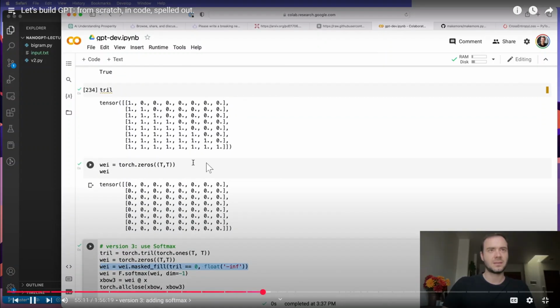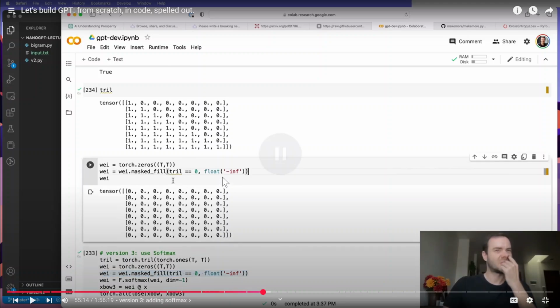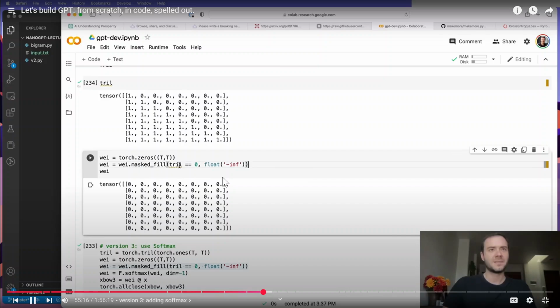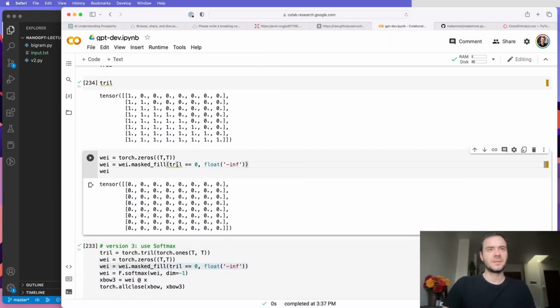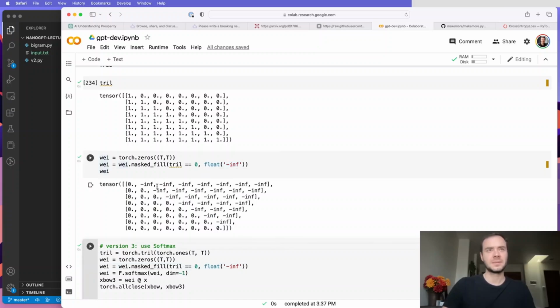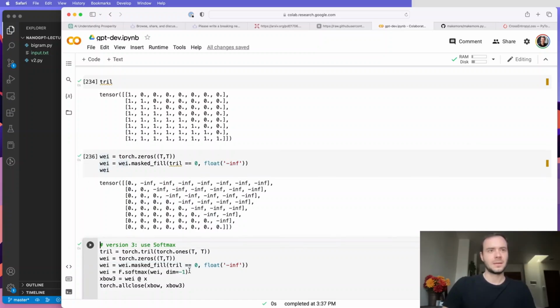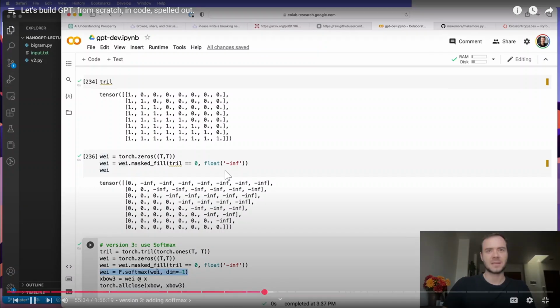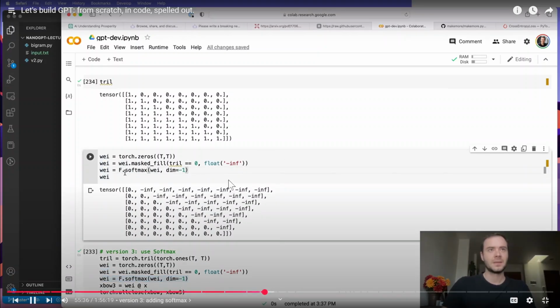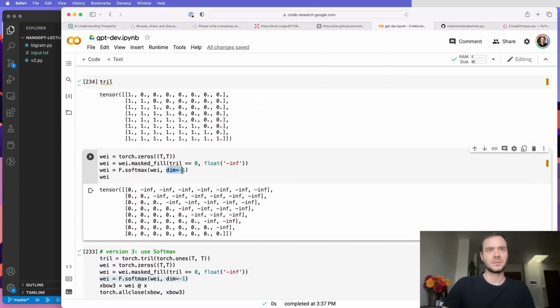Then I used masked fill. What this is doing is way.masked fill, it's all zeros, and I'm saying for all the elements where trill equals 0, make them be negative infinity. So all the elements where trill is 0 will become negative infinity now. So this is what we get. And then the final line here is softmax. So if I take a softmax along every single row, so dim is -1, what is that going to do?